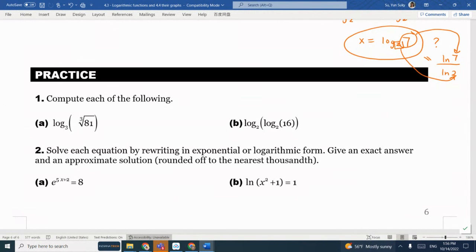And then what's 81? The key is the 1/3 exponent, that's why you can multiply the exponents. Now you see we have the same base, so the exponents are equal. Yeah, 4/3. Okay.